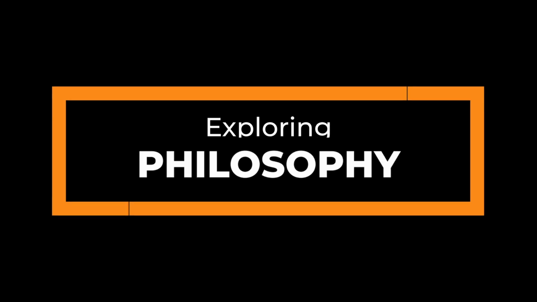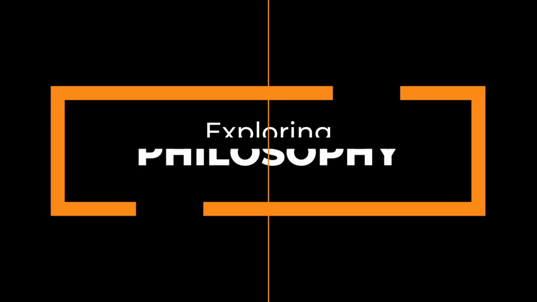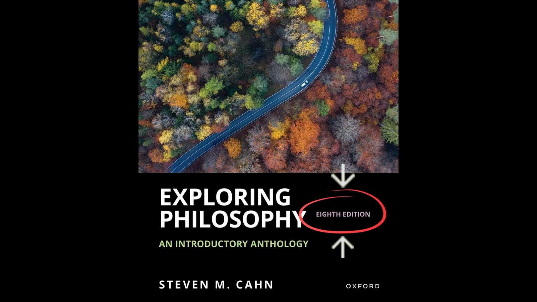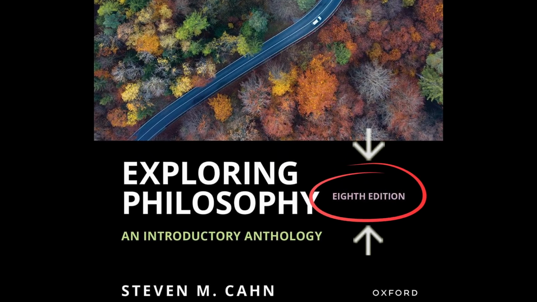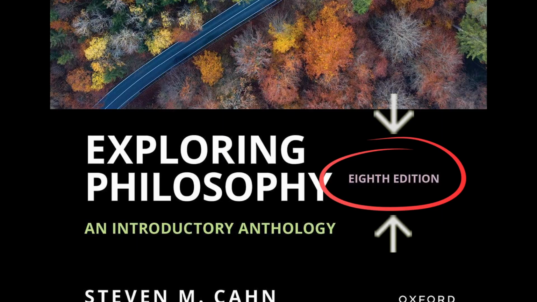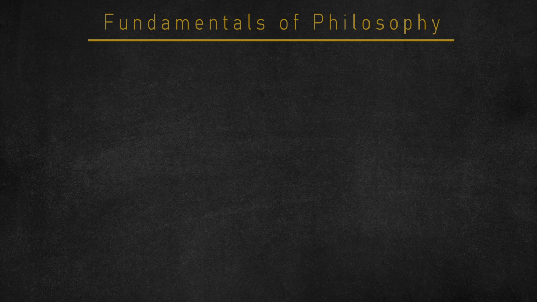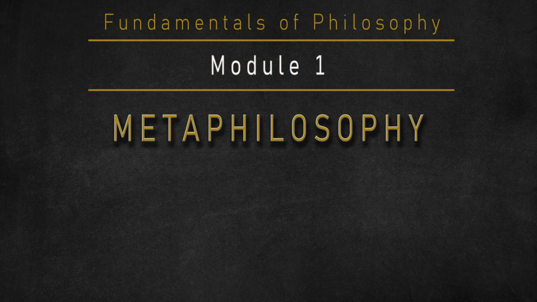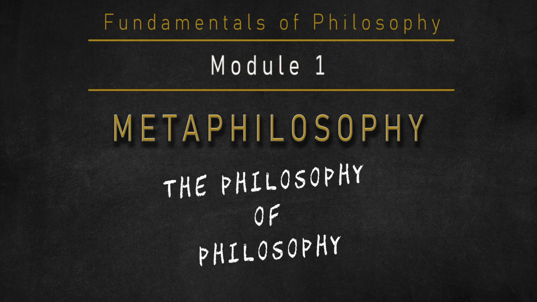So, as we move through the modules in this course, please keep in mind that this is simply one way among many of telling the story of philosophy. The readings in our textbook, Exploring Philosophy, 8th edition, by Stephen M. Kahn, are primarily representative of the Western philosophical tradition as it is still taught in most American universities. And within that tradition, Kahn's anthology is mostly a work that sits squarely within the scope of analytic philosophy. And so we begin Module 1 with this metaphilosophical reflection on the nature of philosophy itself.